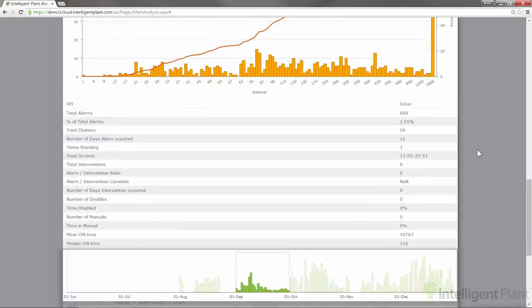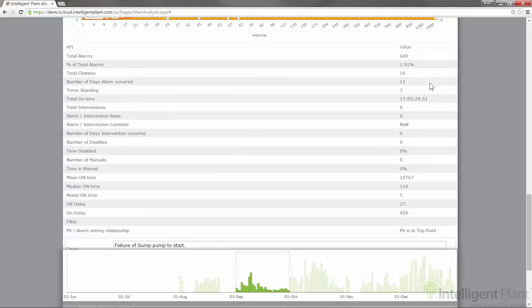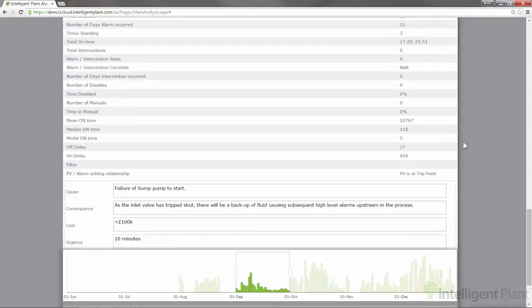We then have a chart of the main KPIs for this specific tag. We can see the chatters, number of days the alarm occurred, how long it stood, etc. But the 2 most important numbers are down here: the recommended off delay and on delay. And as we discovered, 27 seconds off delay is being recommended.